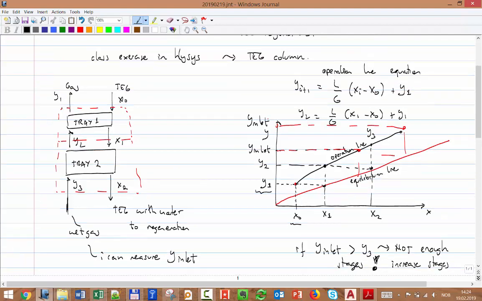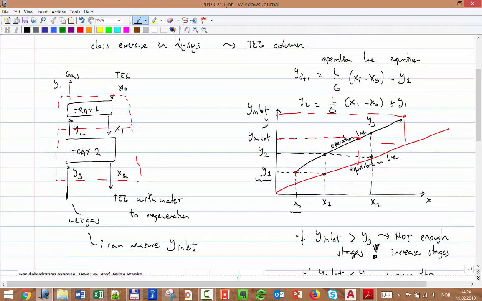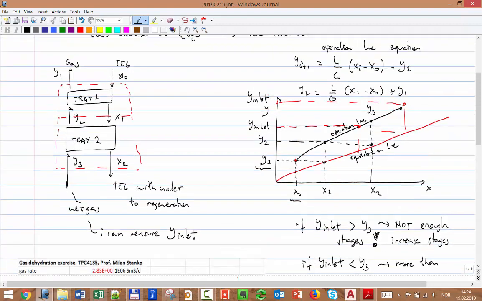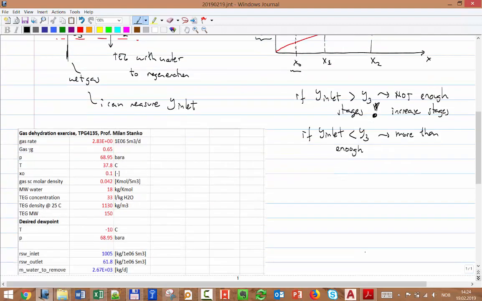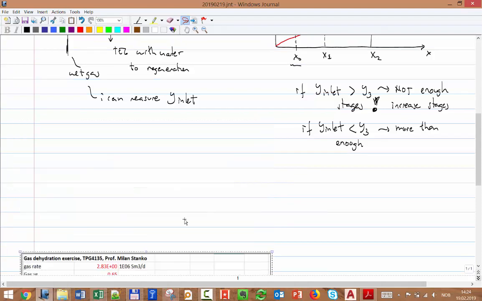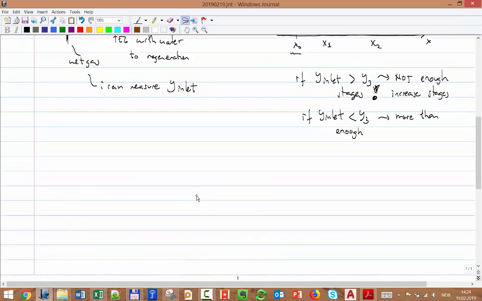What is the effect of increasing L? If you remember, L was, let me move this below. What is the effect? What happens when we increase L?